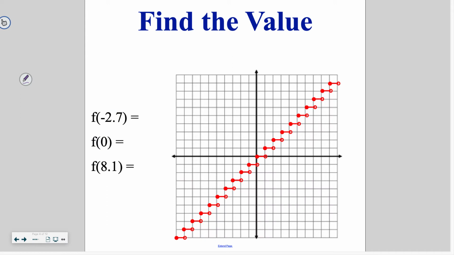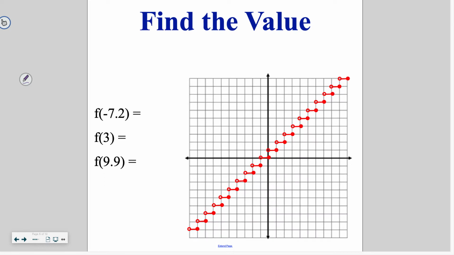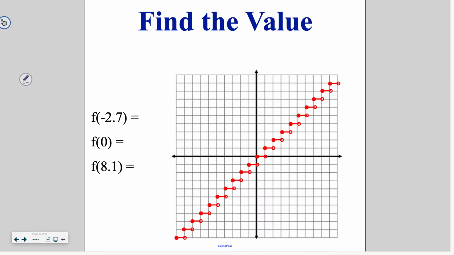So if we are looking at this on a graph, we need to be able to differentiate between whether it is a floor or a ceiling, because as you can see, both of these graphs look very similar. The difference between them is determining which direction the values are going.